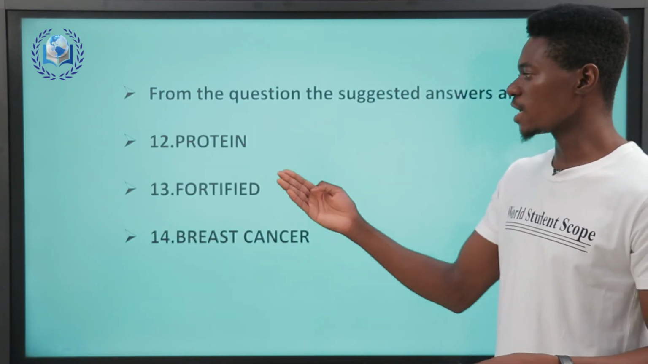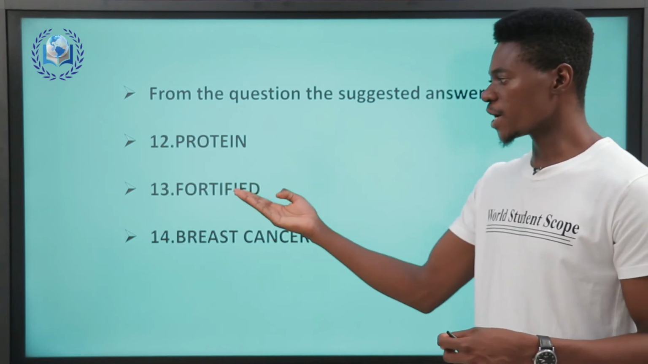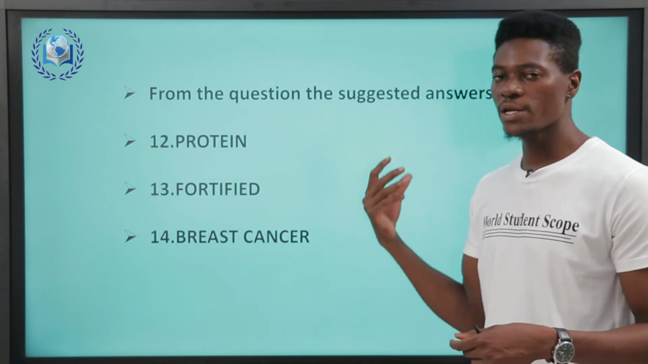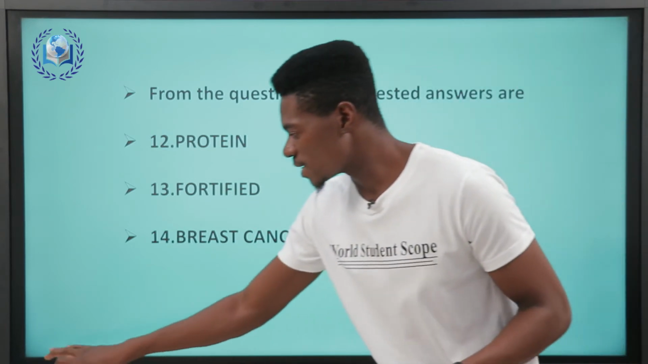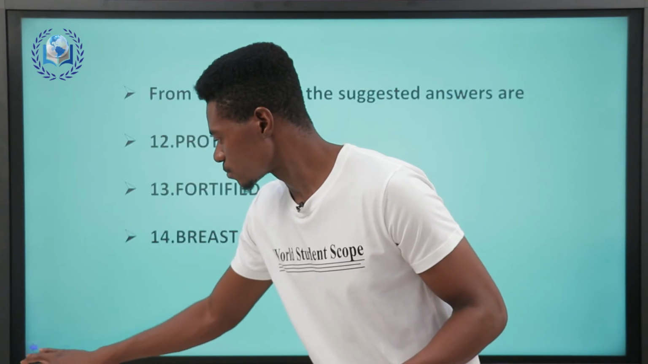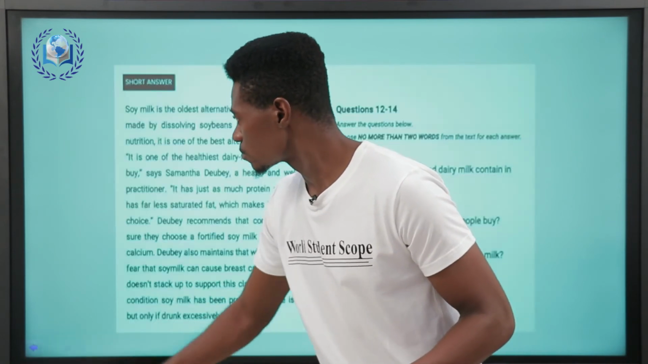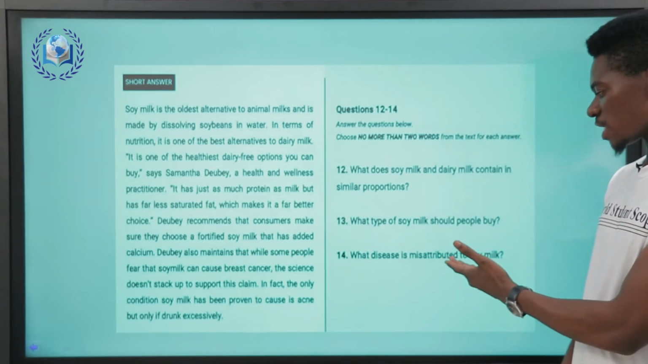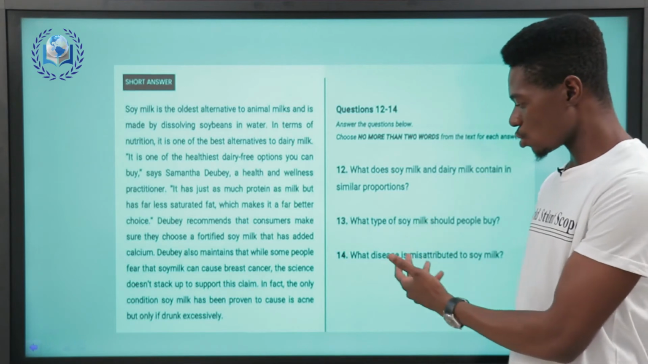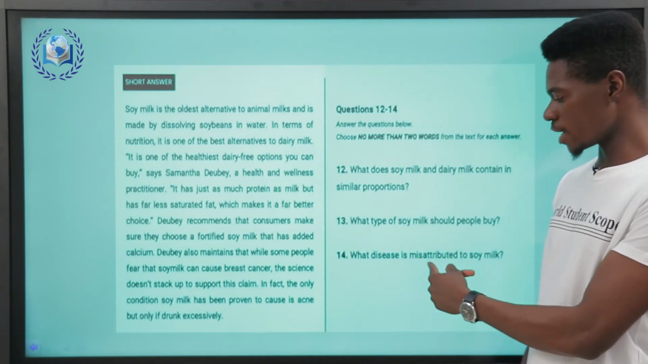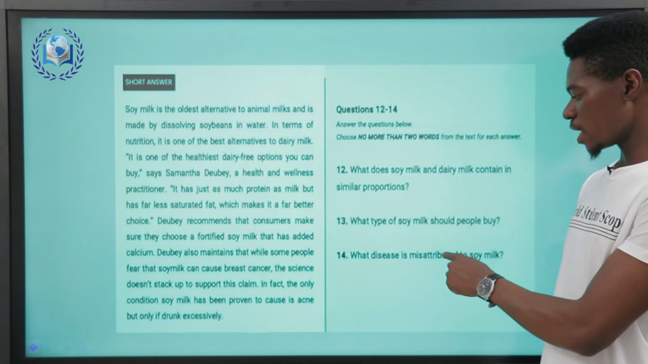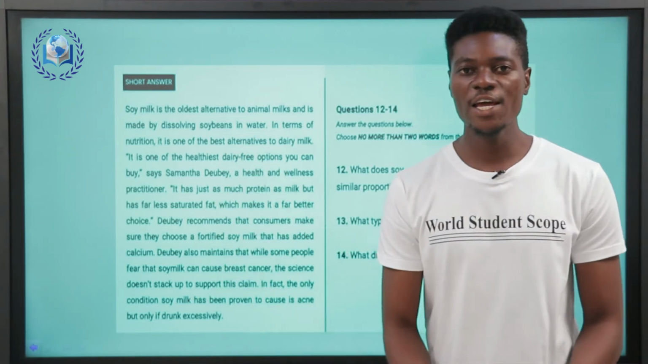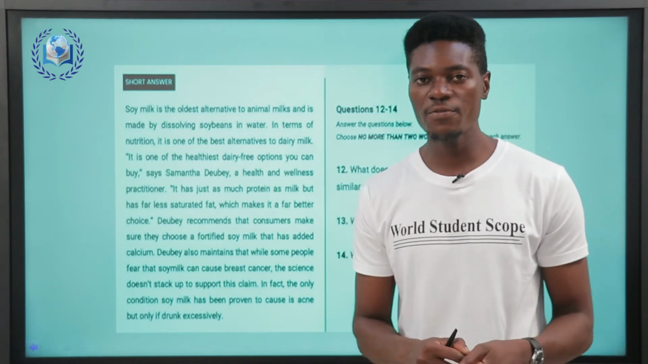If you check your answer, fortified is fine. Fortified milk is okay because it is 2 words. Number 12 is protein. And the last one, you will try to solve as it is. The last question: what disease is misattributed to soy milk? So you have disease as the keyword. We have soy milk and misattributed as the keywords. You can try to find it from here and you can get your answer very clearly.